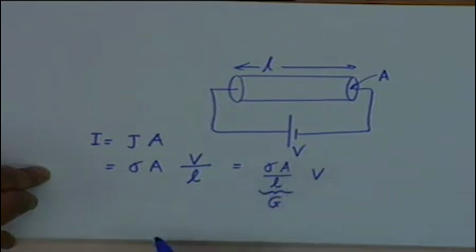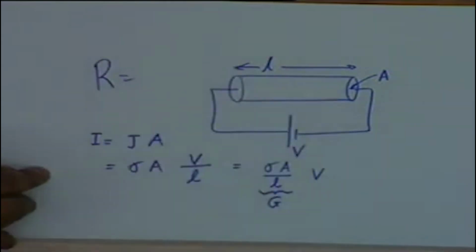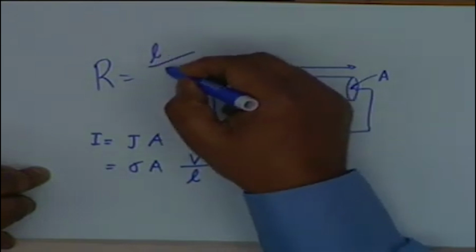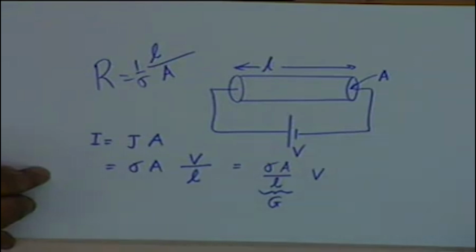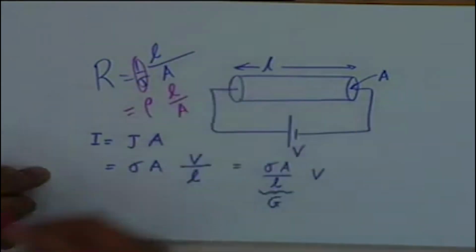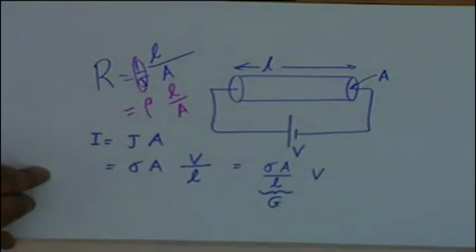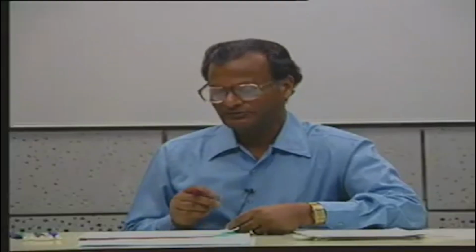The proportionality constant is the conductance, or if you write it the other way around, obviously the resistance capital R is equal to L divided by A times 1 by sigma, and you know that 1 by sigma is called the resistivity rho. So R equals rho L by A, the famous relationship for resistance of a conductor. So this is simply Ohm's law stated in a slightly different manner.